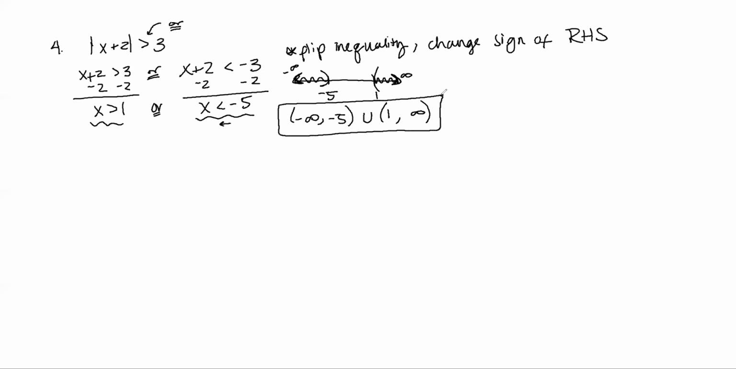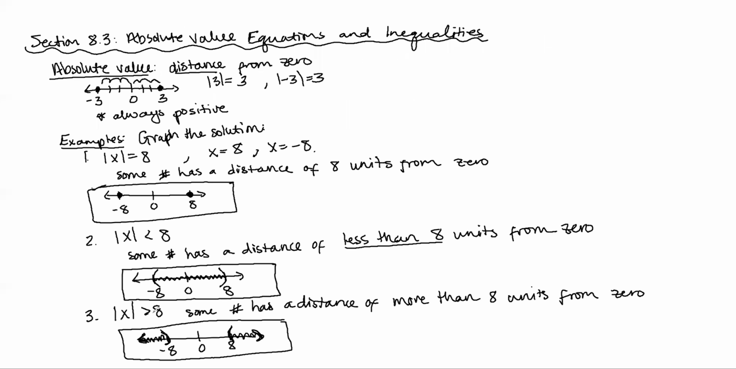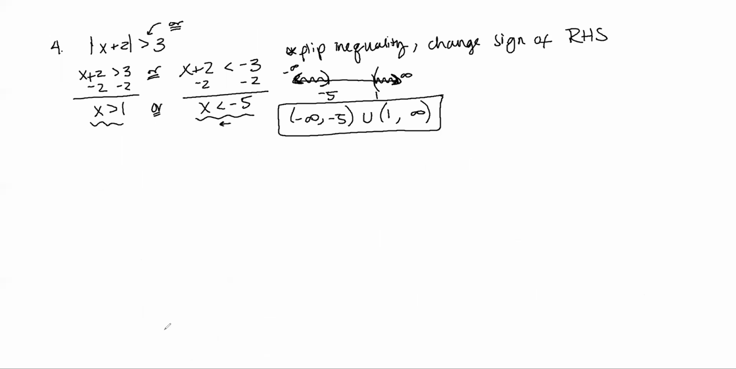And now if we go back to our original problem here, going back to page 1, when we had a greater than, so here in number 3, we shaded the outside pieces because we had some number with a distance that was greater than however many units away from 0. Same thing over here when we have a greater than. Most of the time, unless we're looking at a special case, you'll be shading these outside pieces. So less than, in between, greater than, outside.